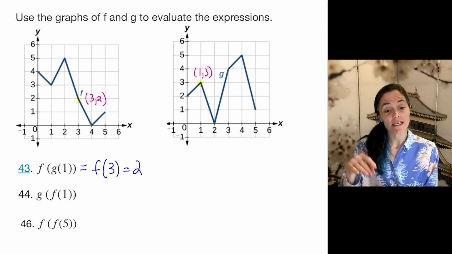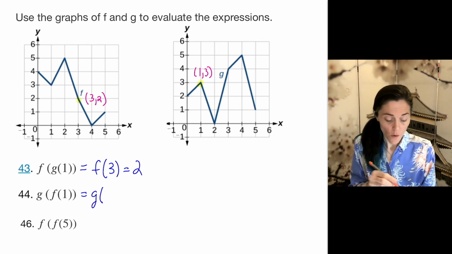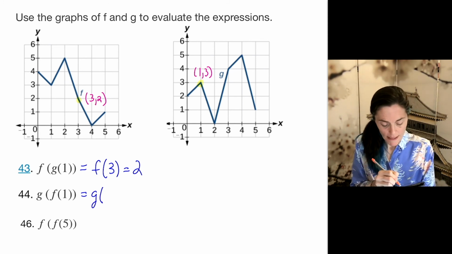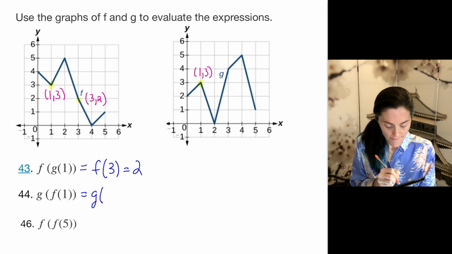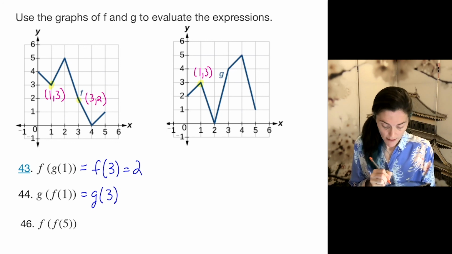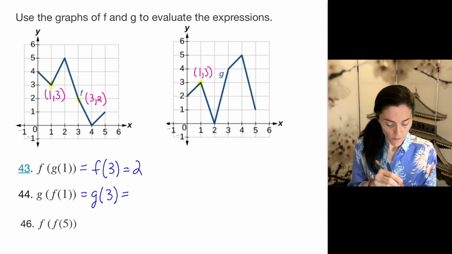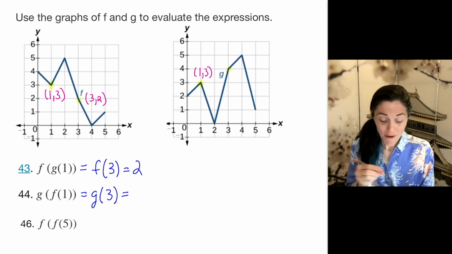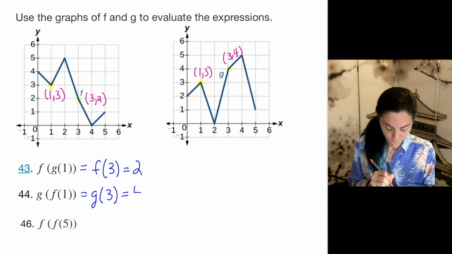Next one, we want G compose f of 1. Well, this will be G of, well, what's f of 1? The point on the graph of function f is 1, 3. And then okay, let's fill this in. We want G of 3 because f of 1 is 3. G of 3, well, 3, 4 is on the graph of G. So this point is 3, 4. And so G of 3 is 4.